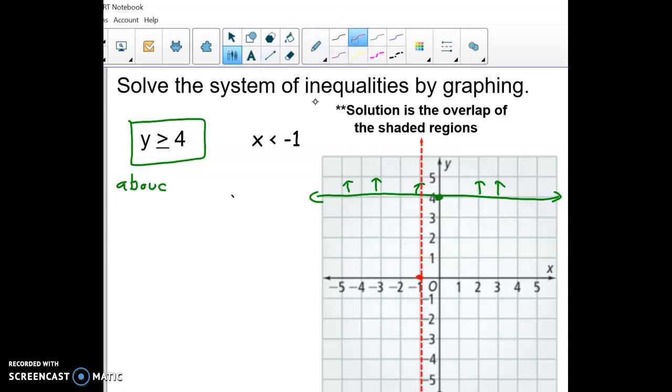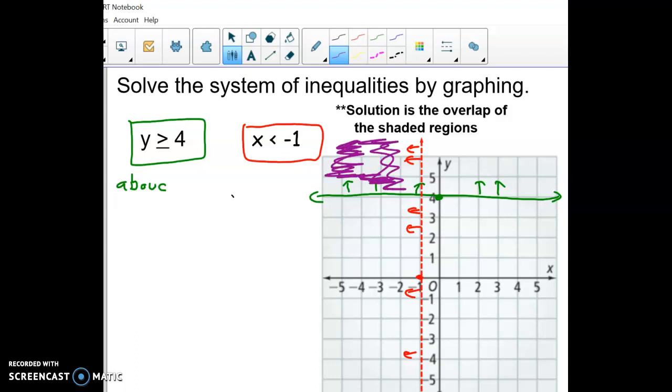All that's left now is to shade. This one, x is less than -1, so I'm going to go this direction. I'm worse off than -1, like -2, -3 and so on. Again, I just have to identify where they overlap. In this case, it's going to be above the green line and left of the red line. Draw your pictures carefully here, because sometimes students have a hard time figuring out where the overlap is. But that's it right there, and again, those are our solutions.